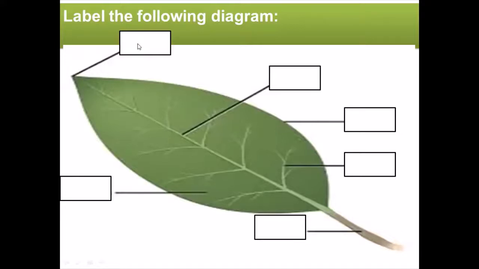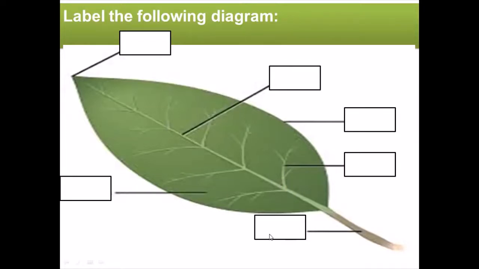It is known as leaf apex. The middle line, a tube running through the middle of the leaf, is known as midrib. The edge of the leaf is known as leaf margin. The small tubes attached to the midrib are side veins.